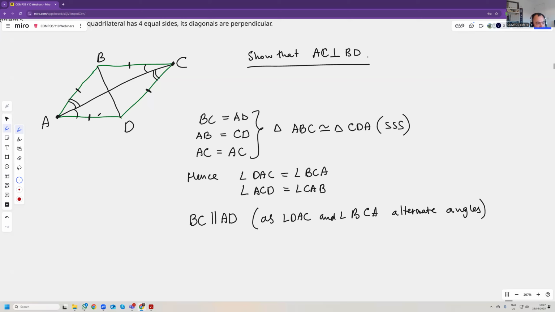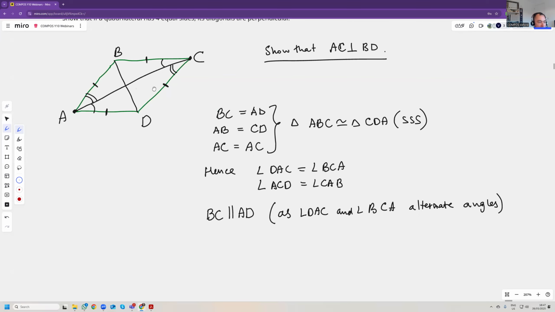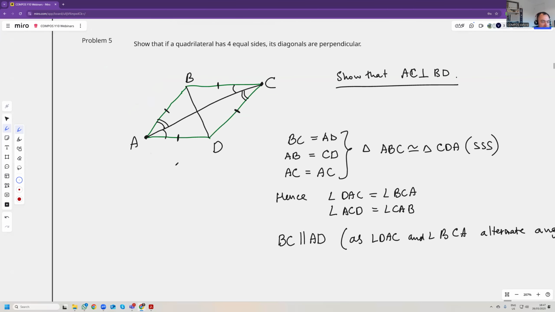Now, because they're parallel, okay, that also means that this angle is equal to this angle. And okay. Now, what do I want to do next?